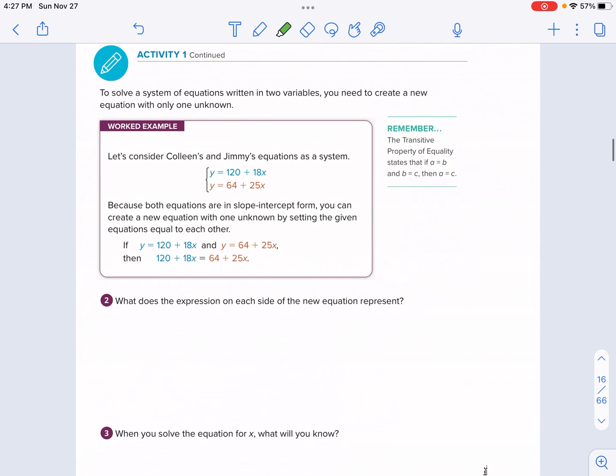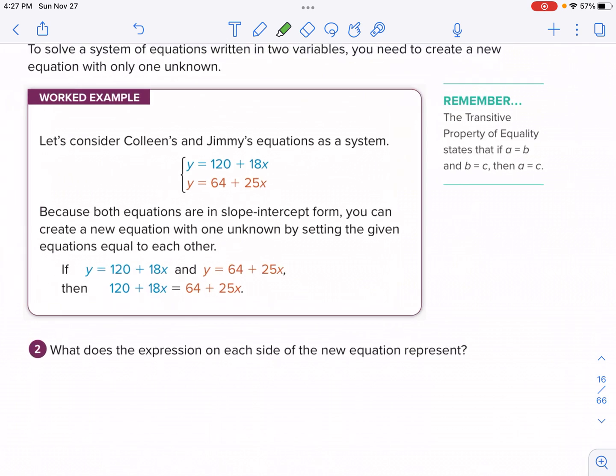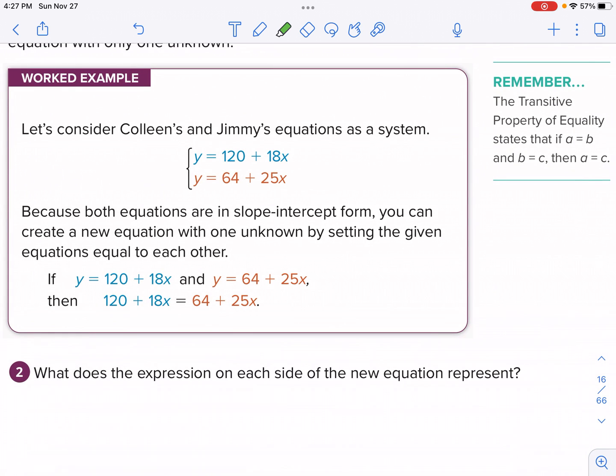322. We'll be finishing up on 323. All right, but let's look at what we have here. So it says to solve a system written in two variables, you need to create a new equation with only one unknown. So what we'll do here, it says like calling Jimmy's equations as a system. It's written here.